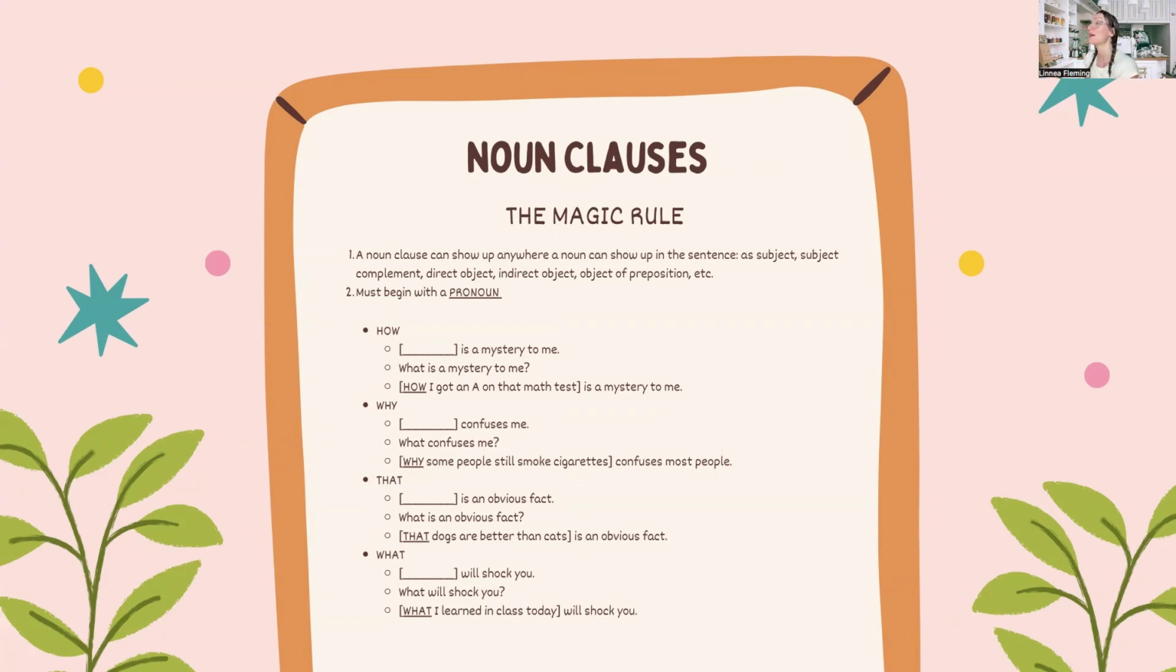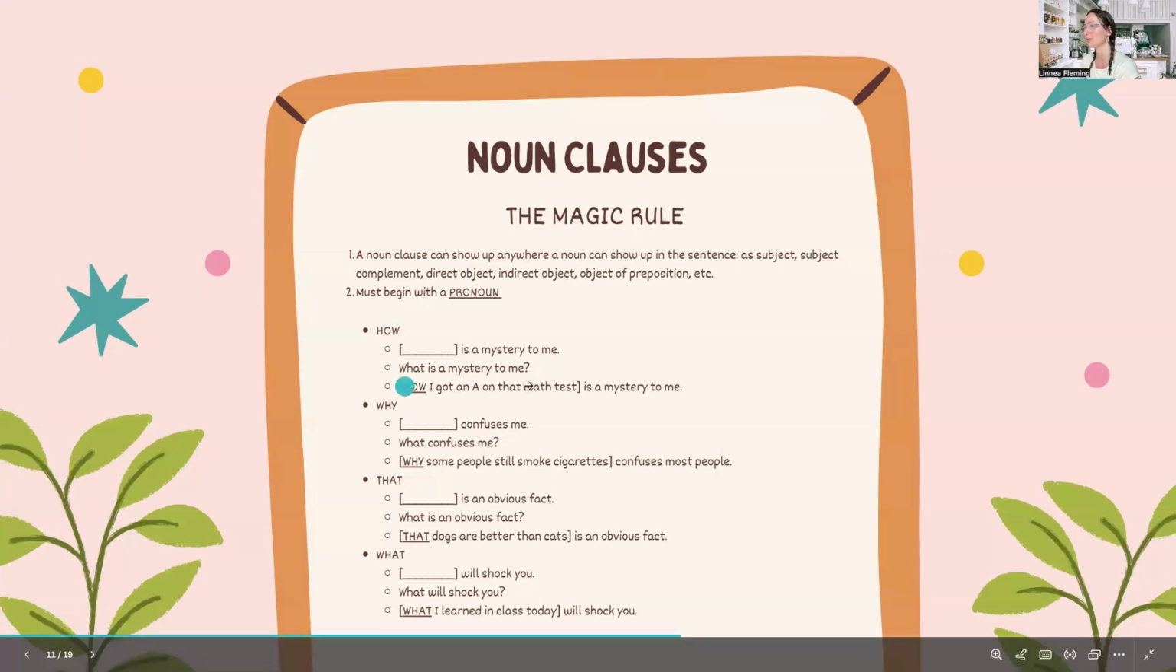Anyway, a noun clause can show up anywhere you have a noun in the sentence, any of these places in the independent clause. And then the other rule is it has to begin with a pronoun. Here are some examples. There's more on the next page, but here's just a few. How, why, that, and what. So let's see how it works. First, I'm going to start with this example here in the third row.